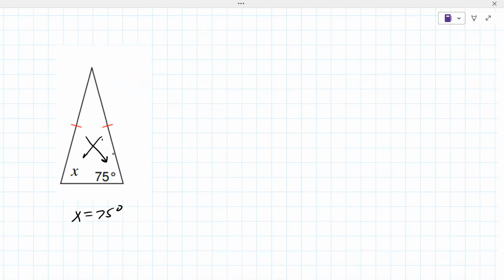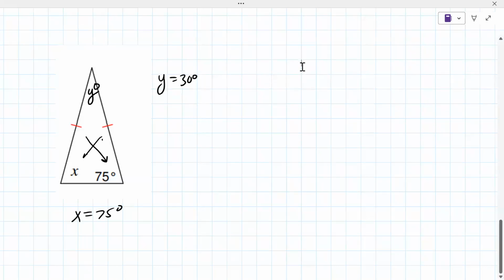Now, what would this angle up here be? Well, it would have to add up to 180, so it would be 180 minus 75 minus 75. Okay, what does that become? It equals 30. Y equals 30. All right.